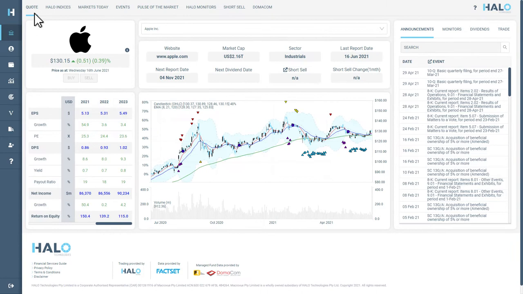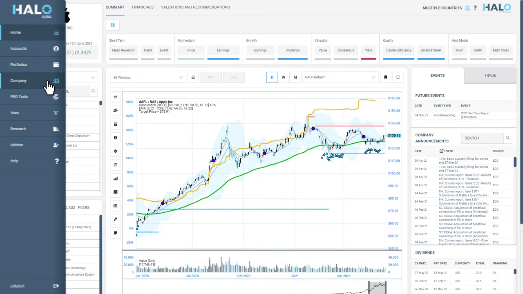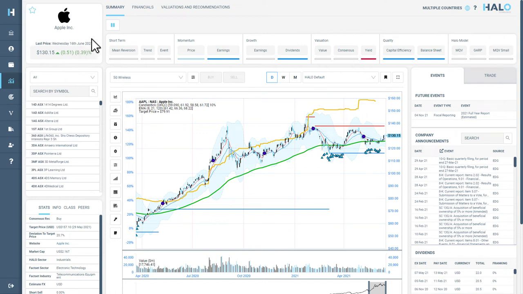To analyze a company with Halo, log into the platform and click on the Company tab on the left-hand navigation bar. Company is divided into three tabs that help investors efficiently and effectively analyze securities. These are Summary, Financials, and Valuations and Recommendations.